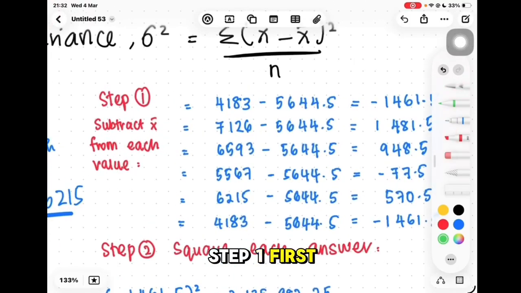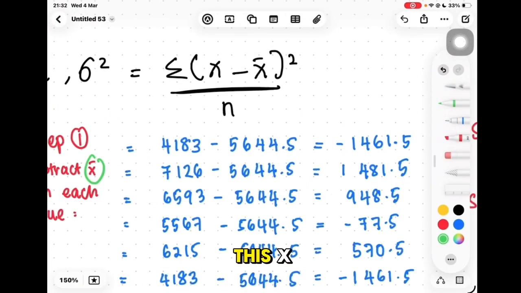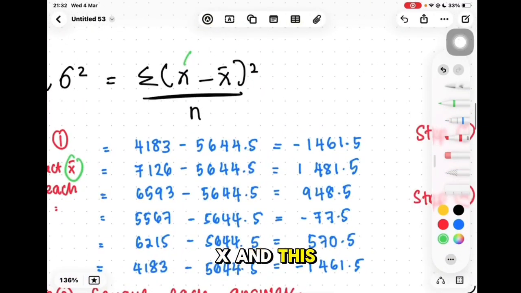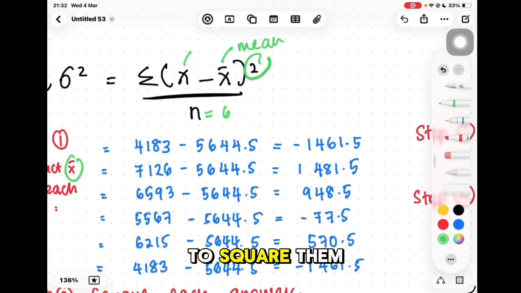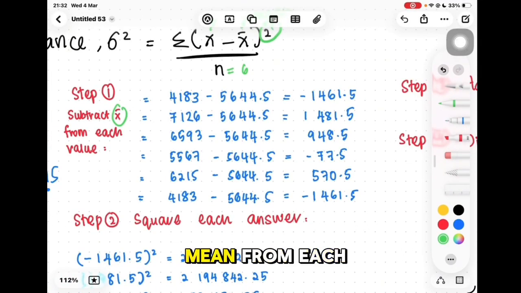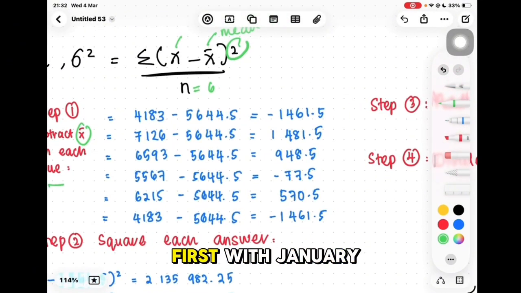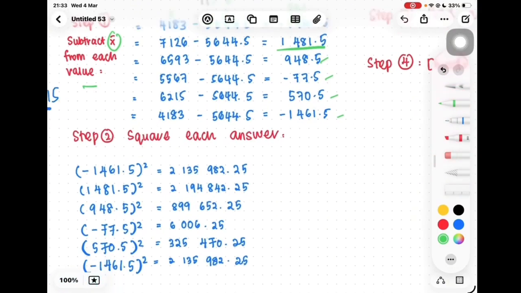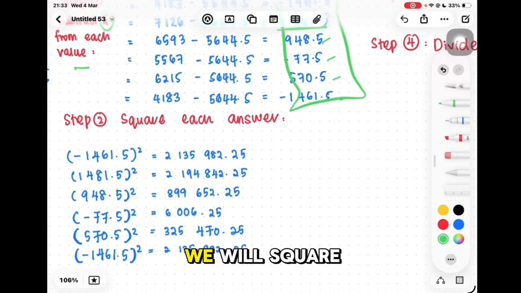Step 1, we subtract the mean from each value. This x represents the values in this table. All of these are x, and this is the mean, and n equals 6. We need to square all of them and divide by 6. Step 1, subtract the mean from each value. I start first with the January data, 4,183, subtract 5,644.5. The answer is negative 1,461.5. Then 7,126 minus 5,644.5, and we get 1,481.5, and so on. Then when we have all these answers, we will square them.